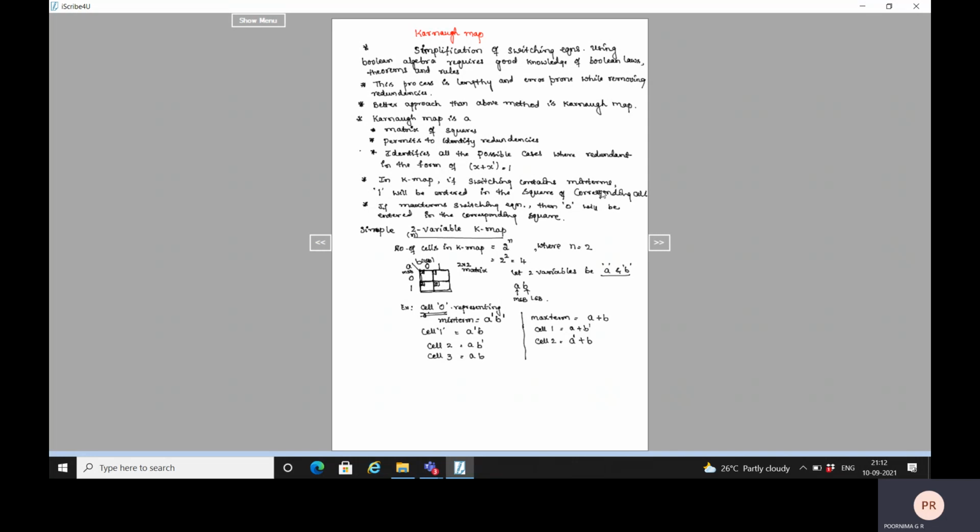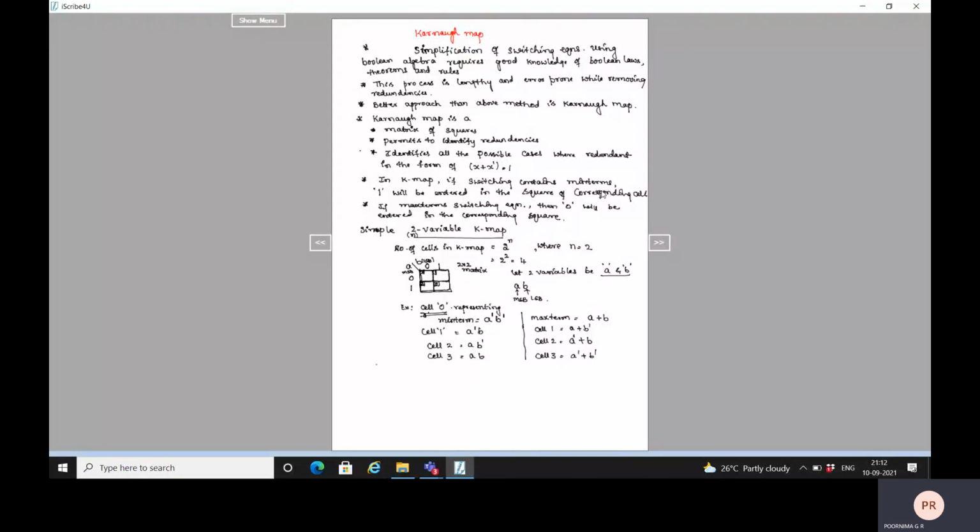So if you look at these cell values, what are the various min terms it is representing? A bar B bar, A bar B, A B bar, A B. Similarly, max terms A plus B bar, A bar plus B, then A bar plus B bar. So all the min terms have been covered in the two variable K-map.